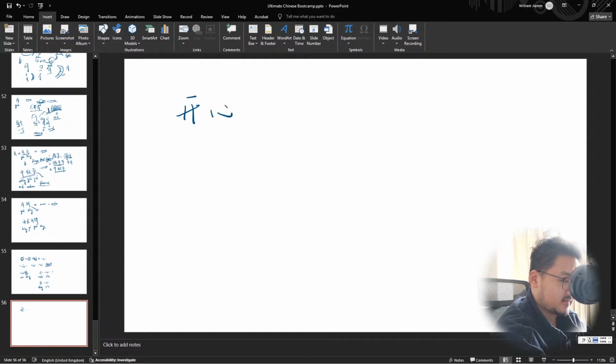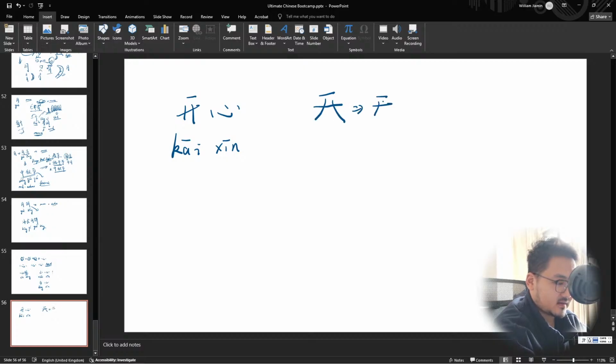开心. 开心, okay? 开 and then 心, 开心. If you look at this, 开 is a thing that we make open, right? Open your heart, that means to be happy, okay? So you've got a lot of inferred meaning to it. So, happy.